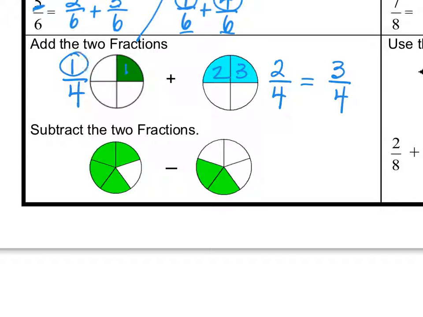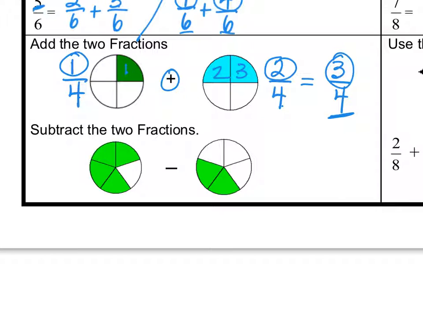It's the same as adding the 1 and the 2. And I've told some of my other classes, since these pieces are all the same, they're fourths. You can say 1 piece plus 2 pieces equals 3 pieces. Just know that the size of your pieces, they're called fourths.